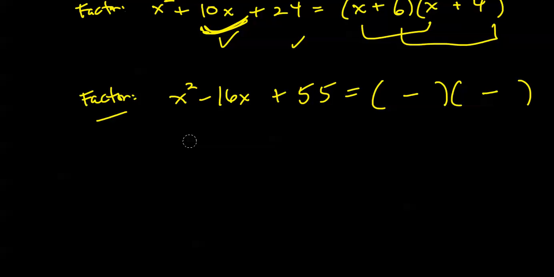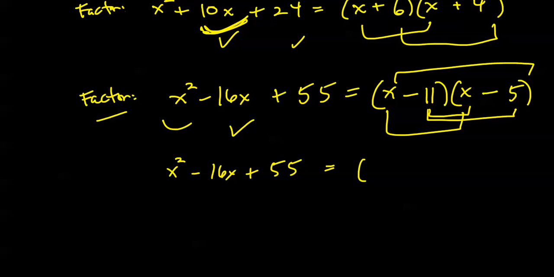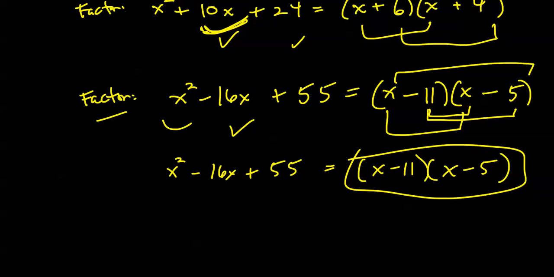Alright, I know the first terms in those binomials have to be x and x. There's only one way to break down x squared. And now I'll need factors of 55. Well, I think I see it. 11 and 5. Yeah, that'll do it. And if I want to check, x squared is the first product, minus 5x minus 11x indeed adds up to a minus 16x, and of course plus 55 is the last product. So my final answer if I'm asked to factor this trinomial is going to be the binomial product x minus 11 times x minus 5.